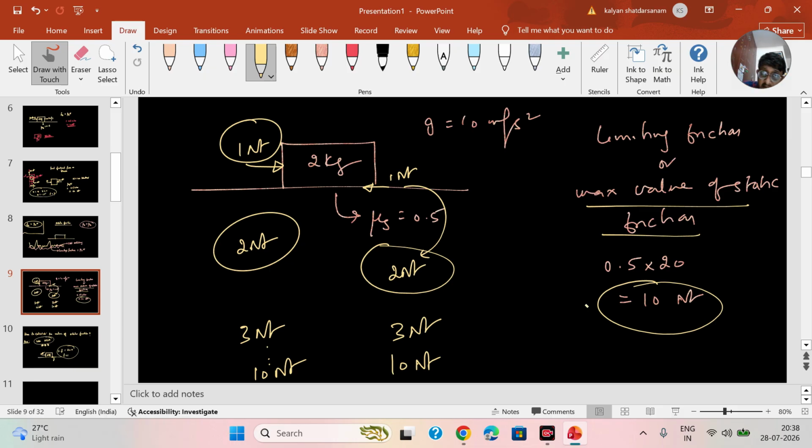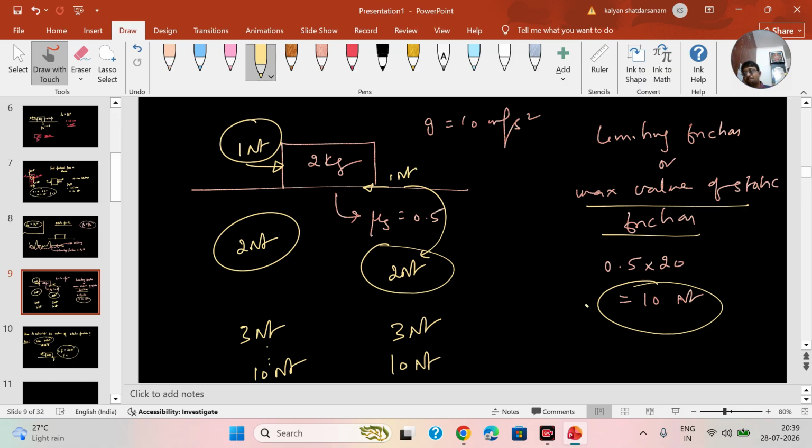You apply 1 Newton, friction is 1. You apply 2 Newton, friction is 2. You apply 3 Newton, friction is 3. You apply 4 Newton, friction is 4. You apply 10 Newton, friction is 10. It is worried right now. Oh my God, this fellow has reached my limiting value. You apply any force slightly more than 10, the bonds break, the block starts moving. And once it starts moving, it is no more the forte of static friction. It is the forte of kinetic friction, whose value is mu K n, right?